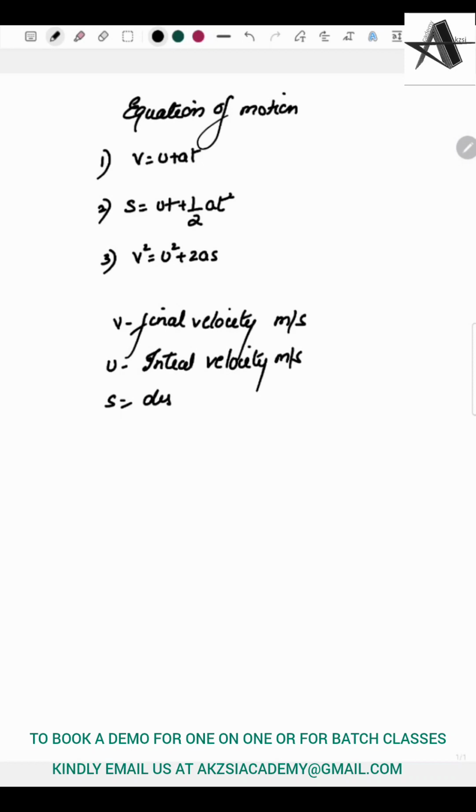Now let me go through these notations, what u, v, and so on mean. v is always the final velocity, in meters per second. u is the initial velocity, also in meters per second. s is your displacement, in meters, that is your standard unit. t is time, in seconds, and a stands for acceleration, in meters per second squared. So these are the equations of motion.